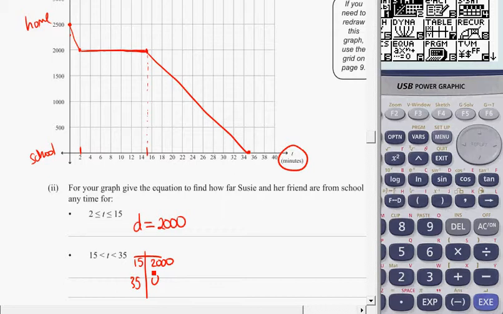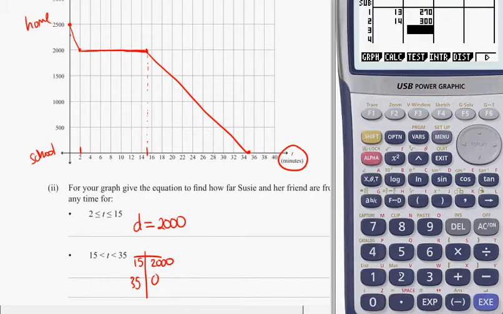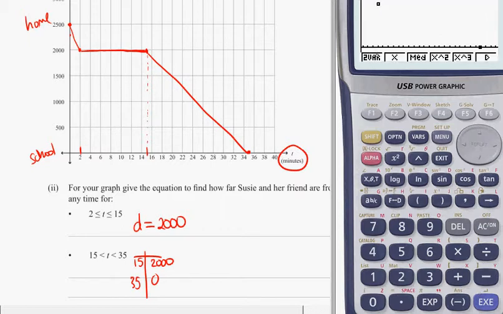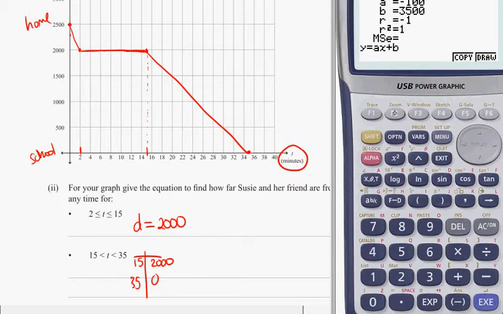So going over to the calculator, doing it in stat, we'll delete those. Next door, delete those. Back over here we've got 15, 35, back over here is 2,000, 0. Right, graph 1, calc. Now it's a straight line, so we choose x, and there's my answer.